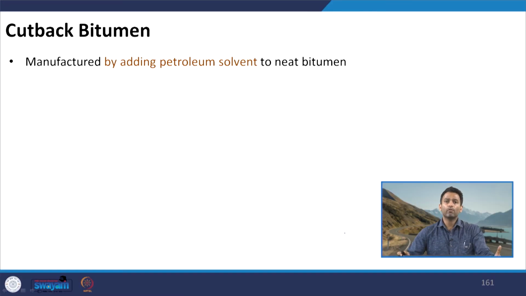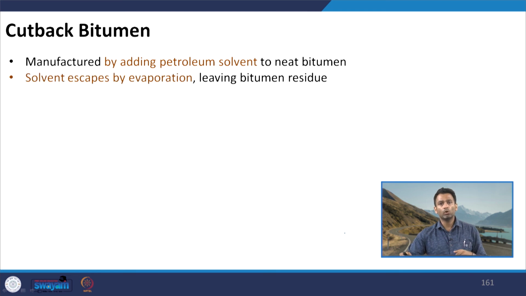Well, talking about cutback bitumen, this will be a short discussion here, for a few reasons which I will highlight now. So, cutback bitumen is again a method of reducing the viscosity of the bitumen without the need of applying heat, and this is done by adding lighter petroleum solvents which we typically get from the fractional distillation of the crude oil.